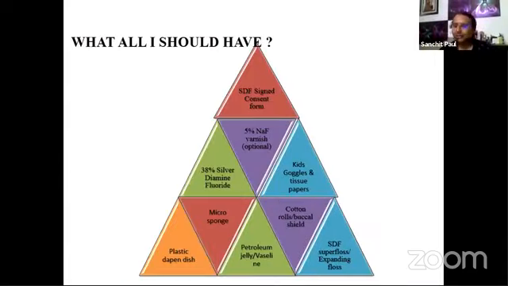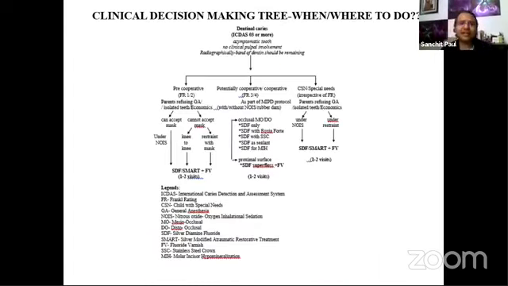Now, what do we need? Actually, we don't need much. We just simply need, after the consent, a simple 38% silver diamine fluoride, maybe a fluoride varnish, which is optional, a simple plastic dappen dish, not the glass one, a micro sponge brush, some Vaseline or petroleum jelly, and cotton shield. In case we are doing proximal areas, we might need SDF superfloss. And that's it. Nothing more than that.